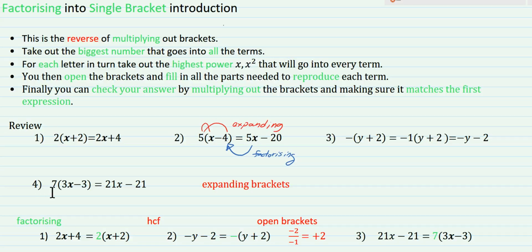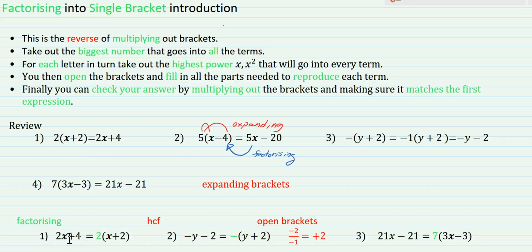Now example 4, 7 into 3x minus 3. So by expanding the bracket you multiply 7 by 3x, which is 21x, and 7 times minus 3, which is minus 21. Okay, so this is expanding the bracket. You're multiplying out the bracket.